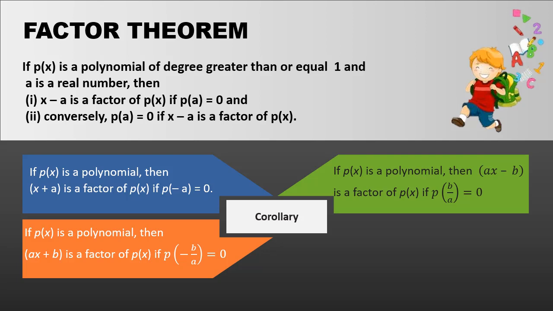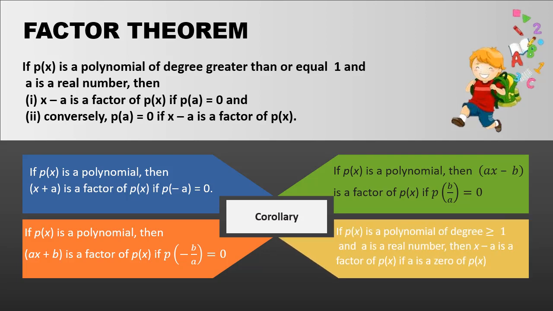Again, if p of x is a polynomial of degree greater than or equal to 1 and a is any real number, then x minus a is a factor of p of x if a is a zero of p of x.